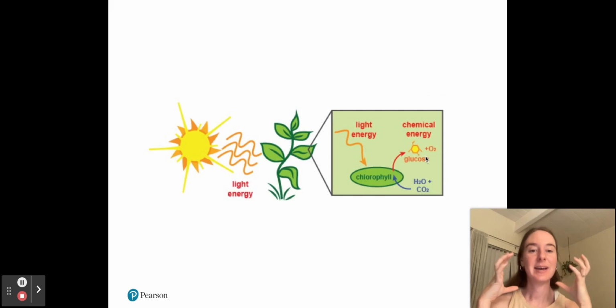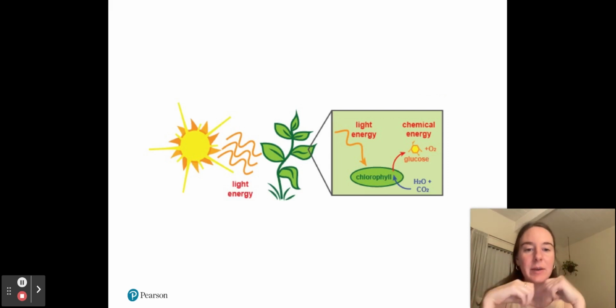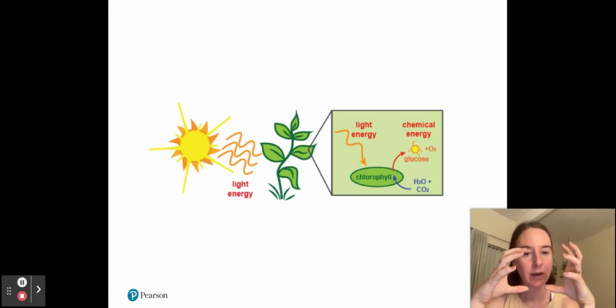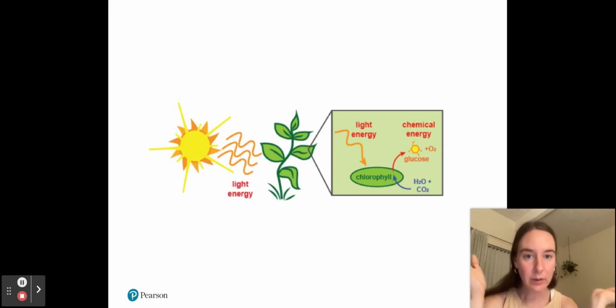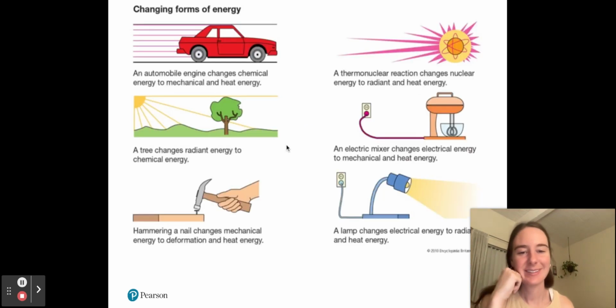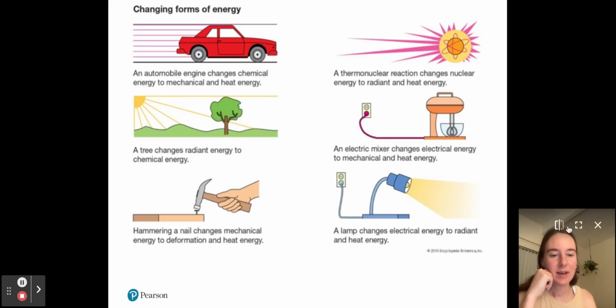And now that glucose has a lot of chemical energy in it, because you have a bunch of carbons that are bonded together to oxygens, to hydrogens. These are all bonded, and this molecule now has chemical energy, or the potential. If those bonds were broken, energy would be released, right? So it has a lot of chemical energy. And so that's how energy is converted in plants. Here are some more examples of the conversions of energy, or the transformations of energy, if you want to pause and take a look through these.